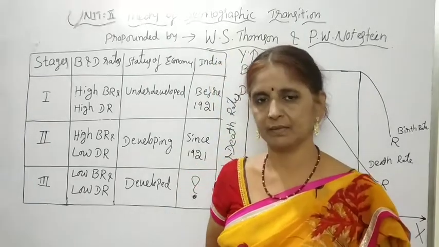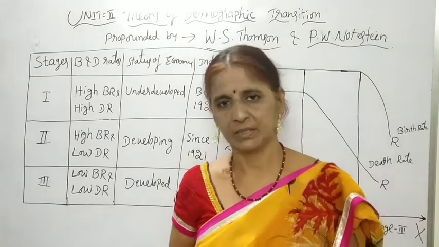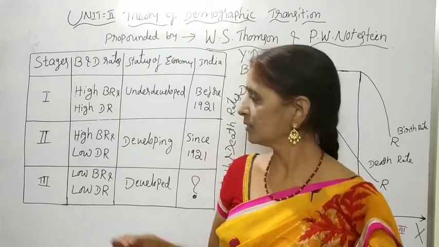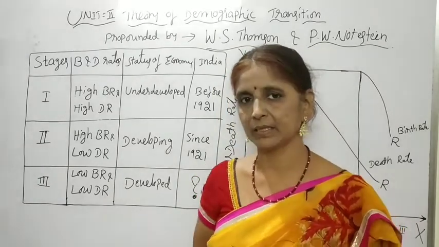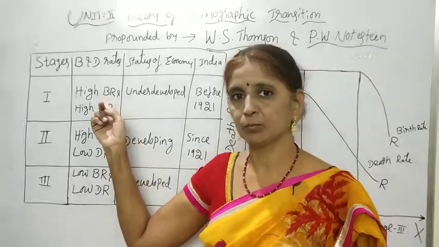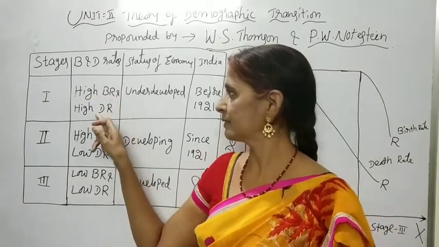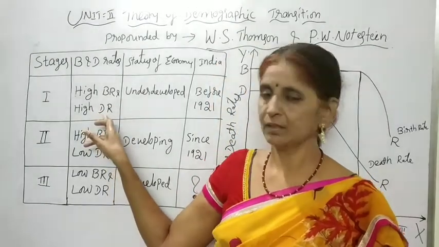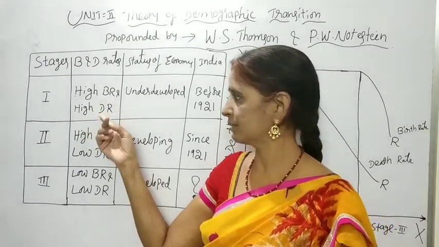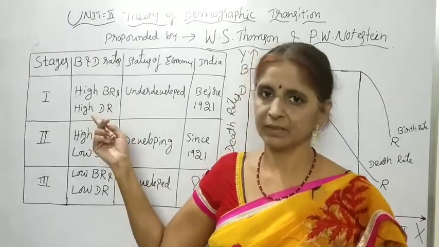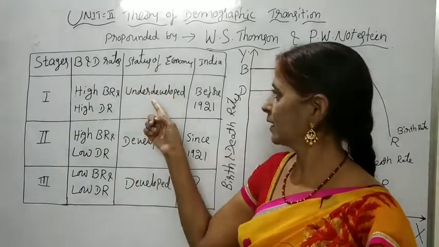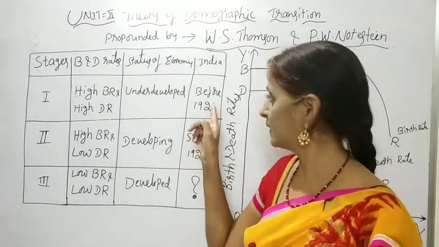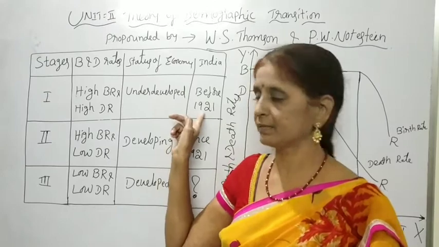So because of so many reasons, because of the superstitions and social beliefs, they do not give priority to a small family. So because of all these reasons, the birth rates are very high in the first stage of the theory of demographic transition. High birth rates are coupled with high death rates, so a balance is created in the economy. So that is the reason the population growth rate is more or less stable. Why doesn't the population increase rapidly? And the status of the economy is an underdeveloped economy. And India, before 1921, was in the first stage of the theory of demographic transition.